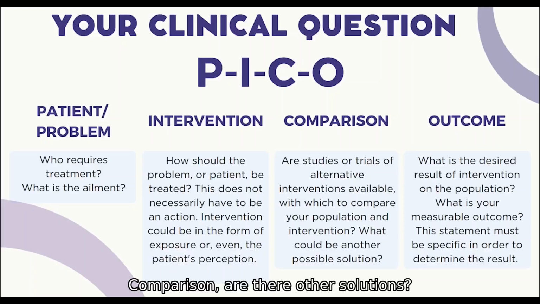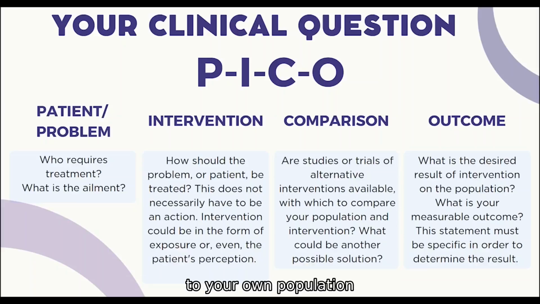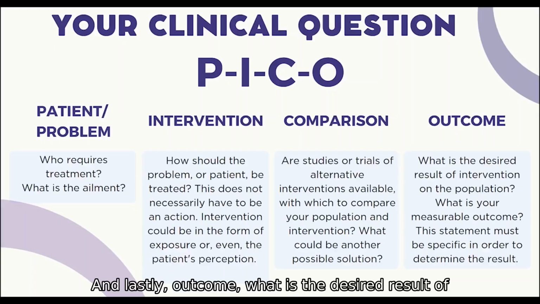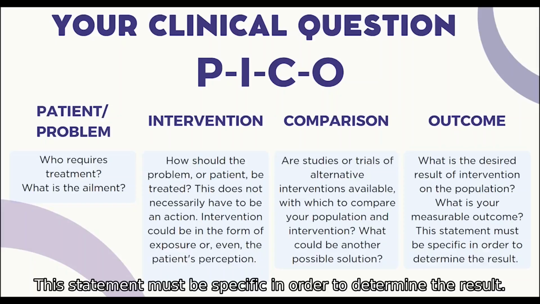Comparison. Are there other solutions? Are there studies or trials that cover alternate interventions to compare to your own population intervention? And lastly, outcome. What is the desired result of intervention on the population? What is your measurable outcome? This statement must be specific in order to determine the result.